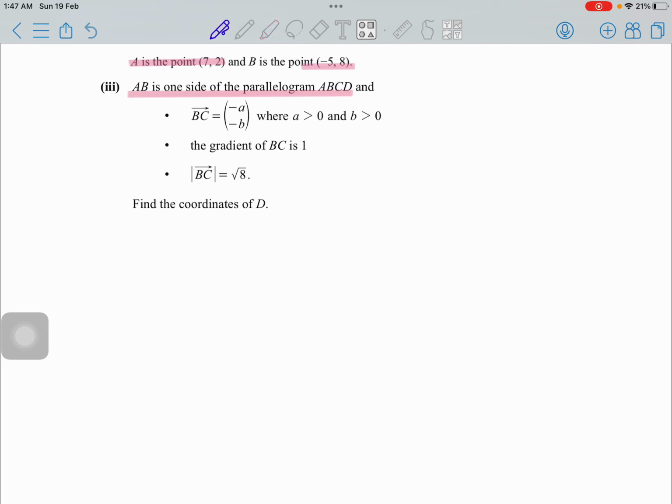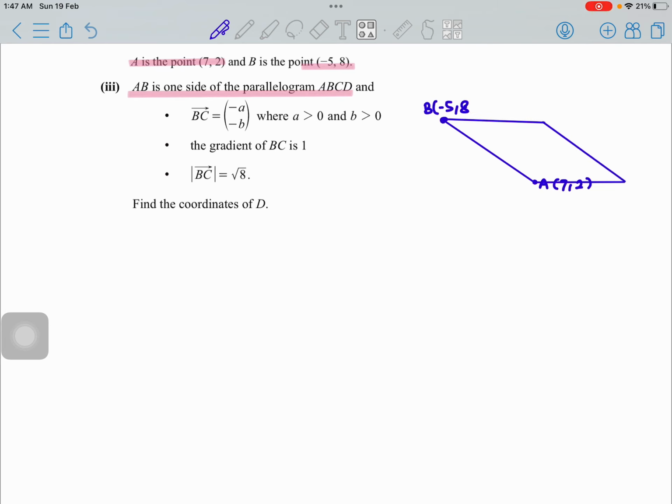A is (7, 2). So see, this is your B, (-5, 8), and your A is (7, 2). Okay, just a rough sketch.